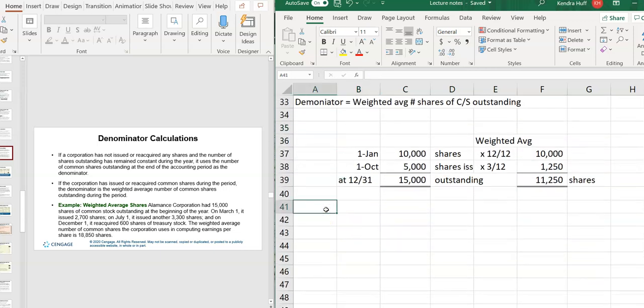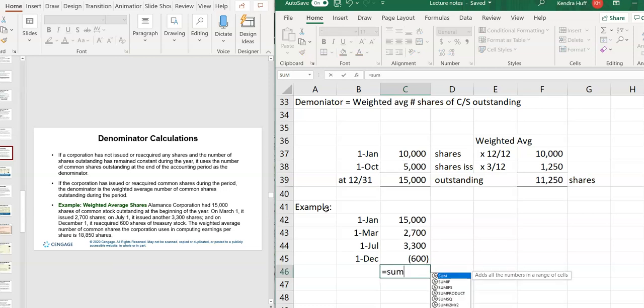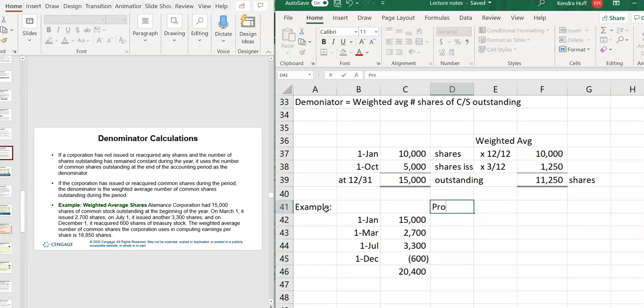Okay, so let's see the example here that they did. At the beginning of the year, at 1/1, they had 15,000 shares. On March 1st, they issued 2,700. On July 1st, they issued another 3,300. And then on December 1st, they bought back 600 as treasury stock. So they currently have 20,400 shares outstanding. I need to prorate it.